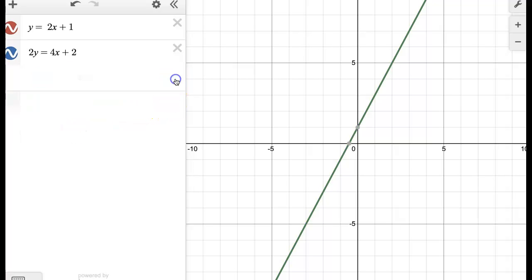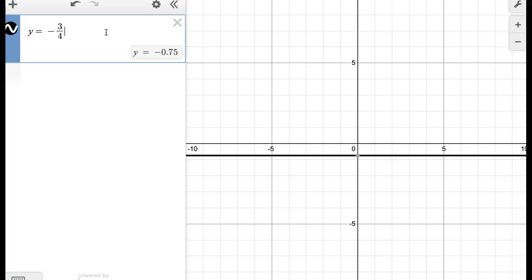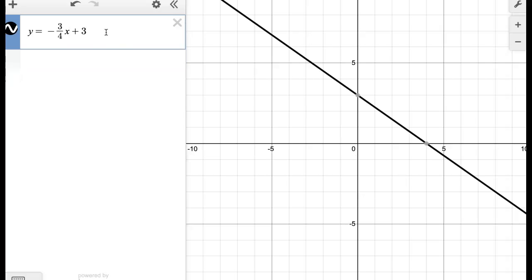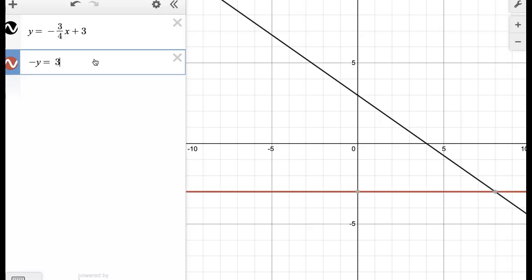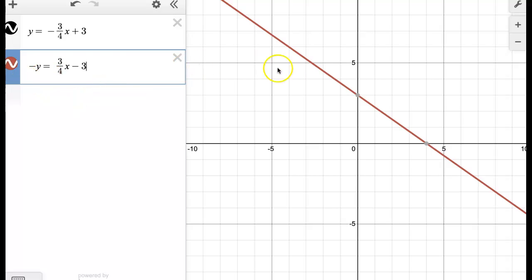Let us try another example. Let's say we have this equation: y equals negative 3/4 x plus 3. Now I'm going to multiply everything by negative 1. Negative 1 times y is negative y. Negative 3/4 x times negative 1 gives me 3/4 x. And negative 1 times 3 is negative 3. Here we go. Pretty much I switch all the signs: positive, negative, negative, positive, positive, negative, because you just multiply by negative 1. And if you multiply both sides by negative 1, you end up with the same line.